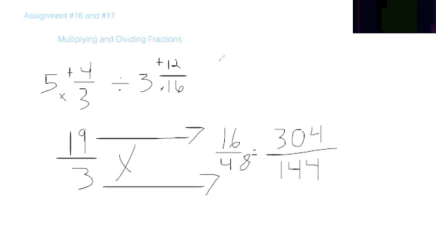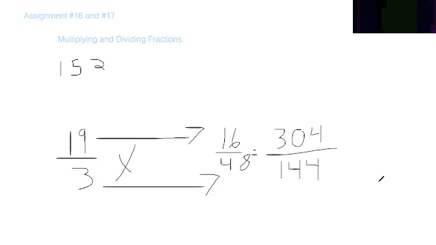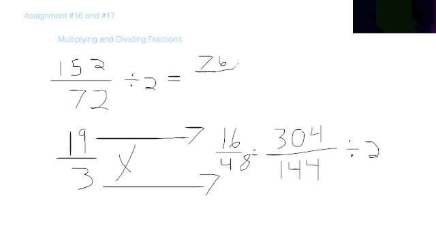Let me do that. I guess I can do it up here. So 152 is on top because we can divide both of these by 2. So 152 is on the top, and then 144 divided by 2 is going to be 72. And then I can still simplify this further because I can divide both by 2, because they're both even on the top and the bottom. So 152 divided by 2 is going to be 76. And then 72 divided by 2 is going to be 36.